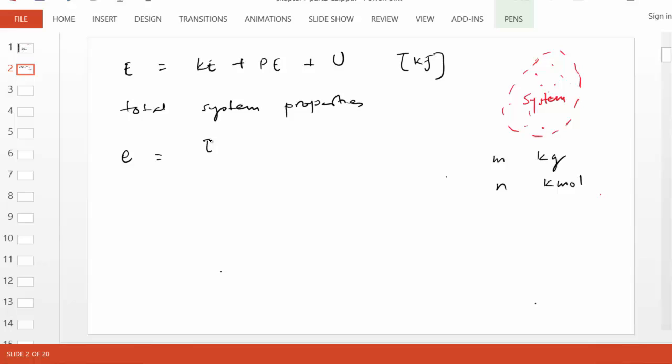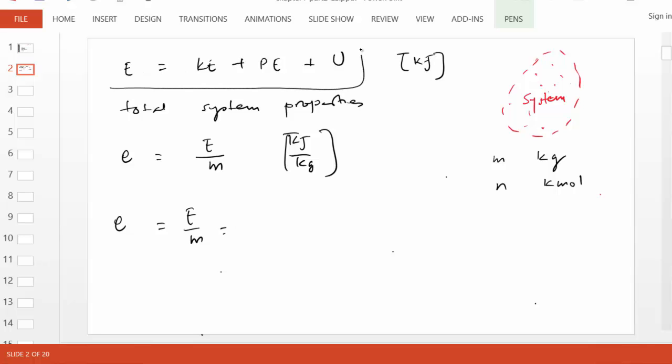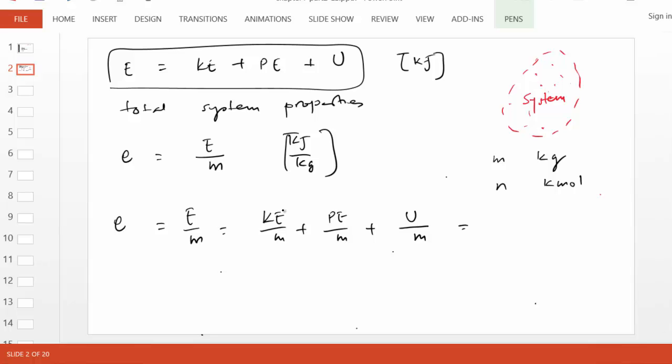We'll define small e to be capital E over m, which has the unit kilojoules per kg. So what would be the definition of small e? Small e would be capital E over m, and if I divide each quantity in this expression by m, it becomes KE over m, PE over m plus U over m. And our convention will be specific properties will use lowercase letter. So instead of writing KE over m all the time, we'll write small ke, small pe, and small eu. So using this stored energy, we want to establish a pattern here. So these are called specific properties. So each of them will be what? Specific kinetic energy, specific potential energy, or specific internal energy.